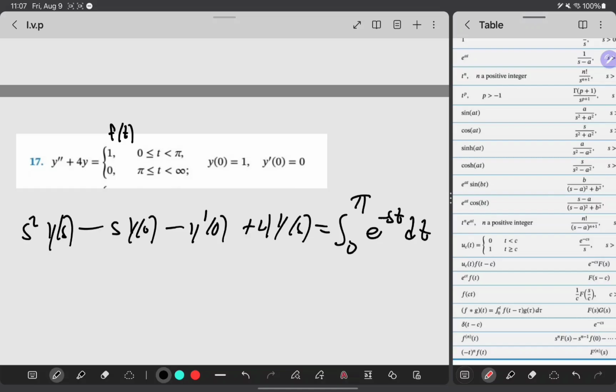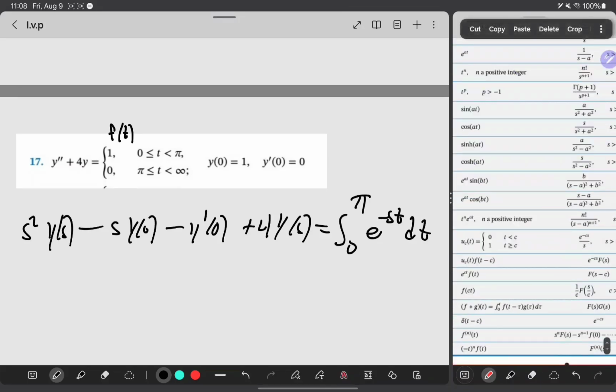Because for this, you have to use the, well, actually, you know what? If I look at my table, well, no, because you can't use it, you have to do this. You have to do it from 0 to pi. If it was from 0 to infinity, if f of t was just equal to 1, then you can just look at your table here and be like, oh, 1 over s. But no, not this case. It's from 0 to pi, so it's going to be different. So let's take a look.